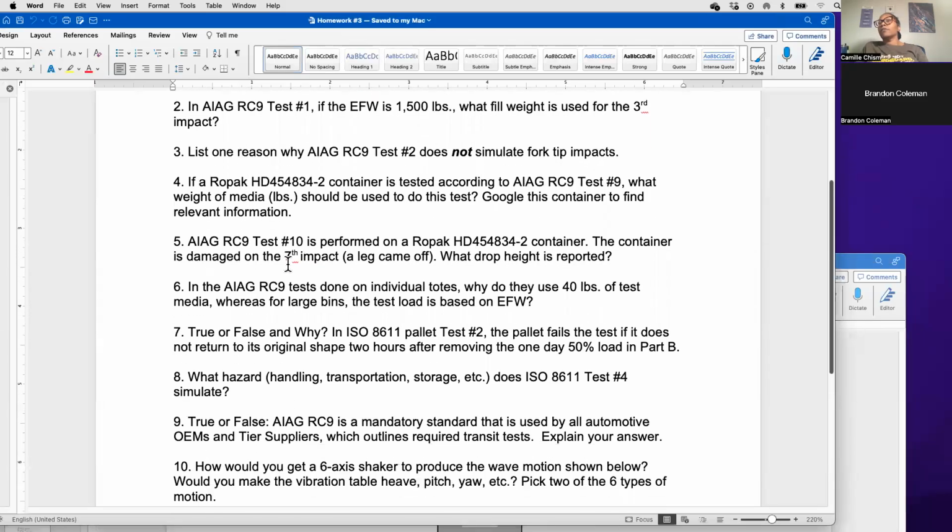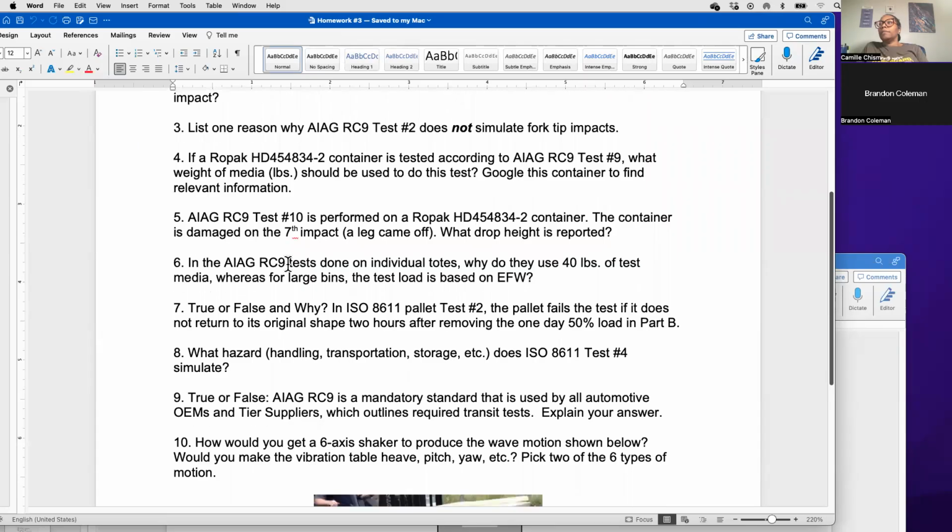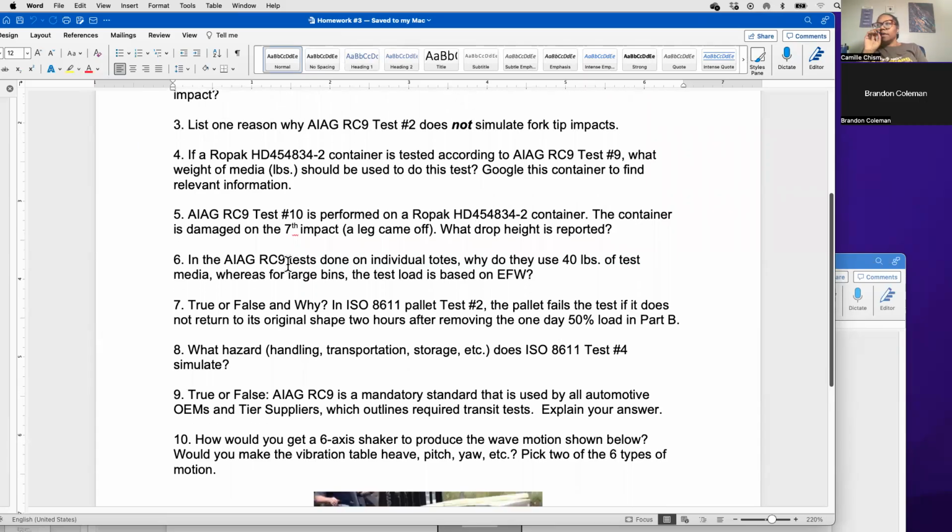Number 5, this refers to test number 10 for AIAG RC9. Same container, that 45, 48, 34 container. A leg comes off during the 7th impact. How do you know what the drop height was for this one?